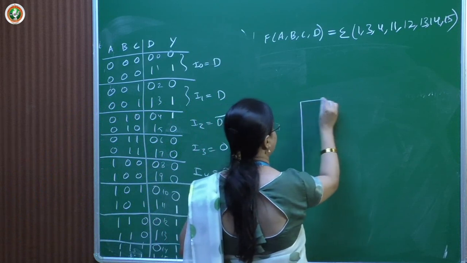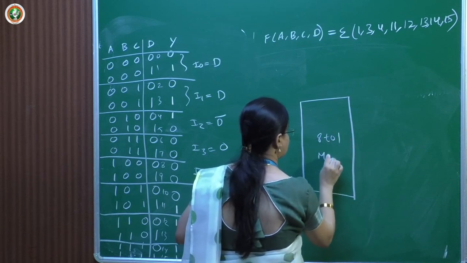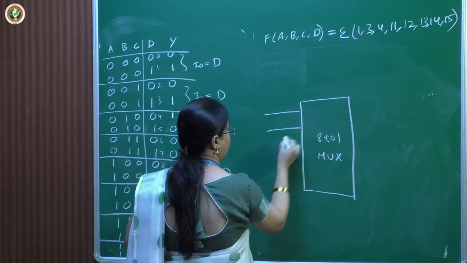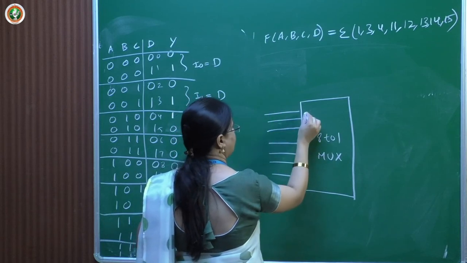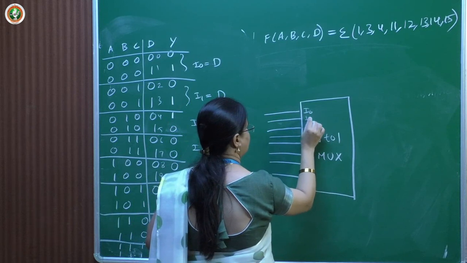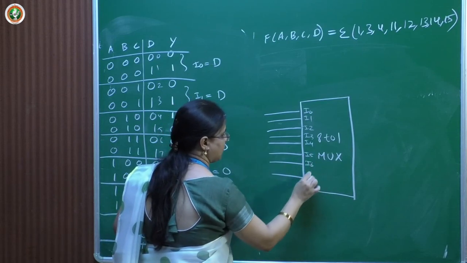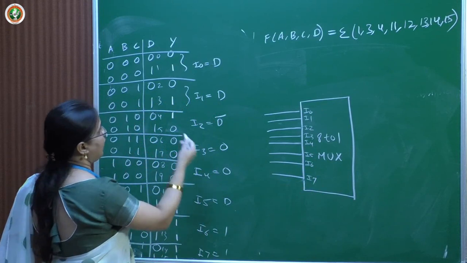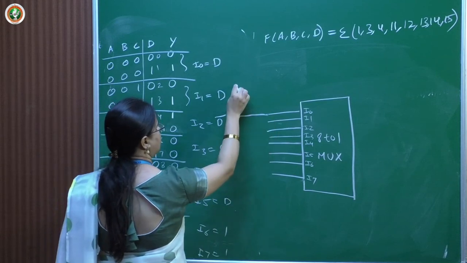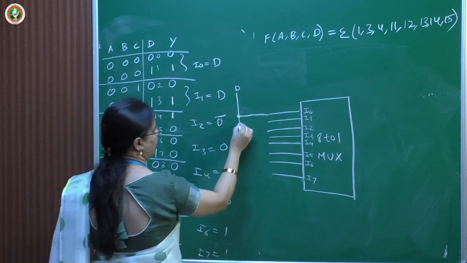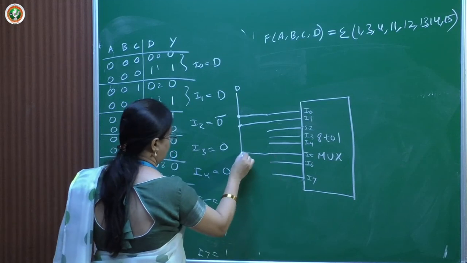Very simple. Right, 8 to 1 mux, then I will have how many inputs? 8 inputs. I0, I1, I2, I3, I4, I5, I6, I7. Okay. So now I0 is connected to D. So take one external input, D. Connect it. I1 is D. Connected, then I guess I5 is D, connected, I guess that's all.